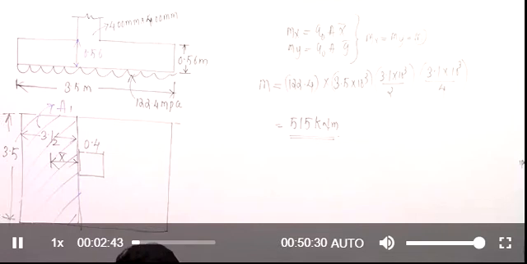The nominal one-way shear stress in the footing is. Options are also given: 0.26 MPa, 0.36 MPa, 0.34 MPa and 0.75 MPa. Try to solve it. Hopefully we have to calculate q0. I told you q0 will be equal to load on the column divided by area of the footing. That will give you the value of q0.